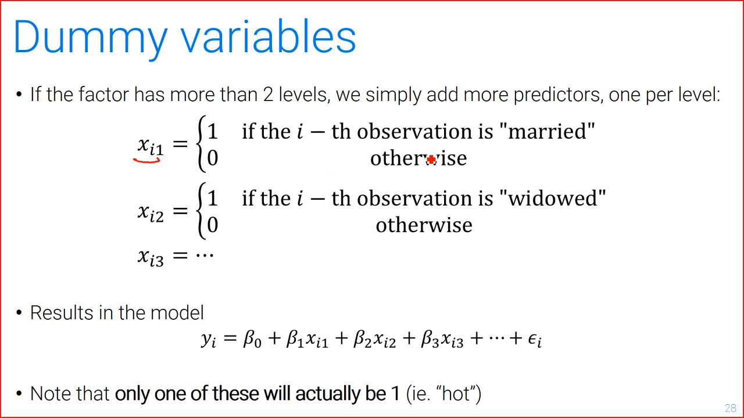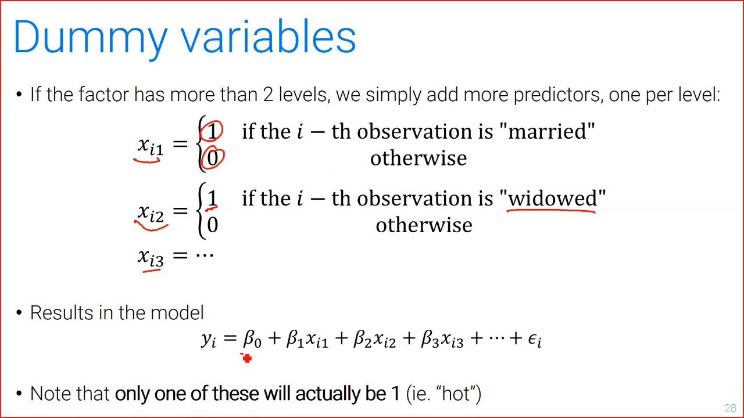So whenever the observation corresponds to someone who is married, x1 is going to be 1, otherwise it's going to be 0. Then we have this other variable, number 2, which is going to be 1, it's going to be active, it's going to be hot, only when the observation relates to someone who is widowed. And then we're going to have variable 3 equal to 1 only when the observation relates to someone being, I don't know, divorced. And so again, we have one dummy variable per category of the variable. And so this results in the following model.